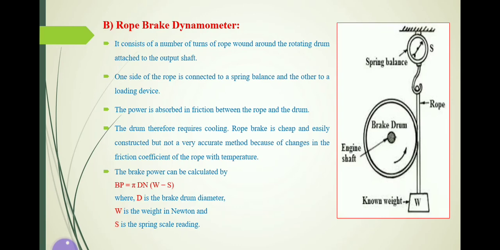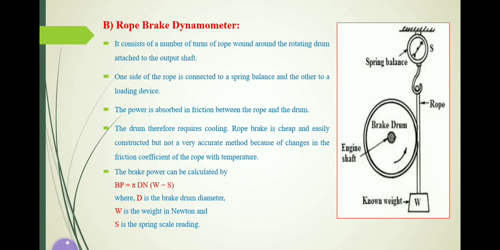Now we have to discuss the second type of dynamometer, that is the rope brake dynamometer. Similar to the Prony brake dynamometer, here also friction takes place, but that friction takes place between the rope and the flywheel, or on the flywheel one drum is used and friction takes place between the rope and that drum, and that friction is absorbed. So we'll see how it works.